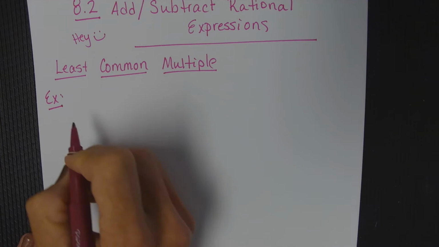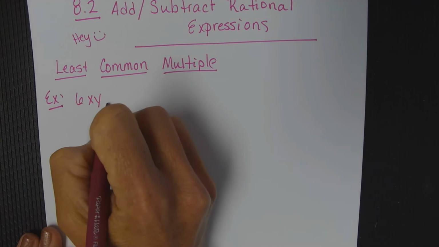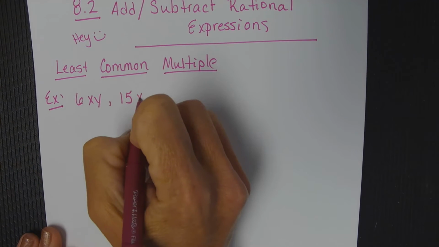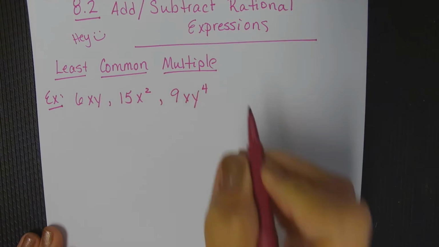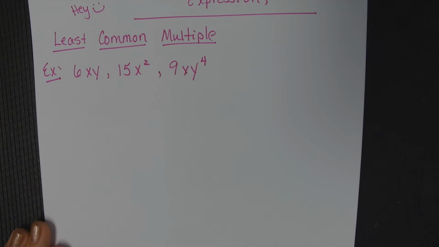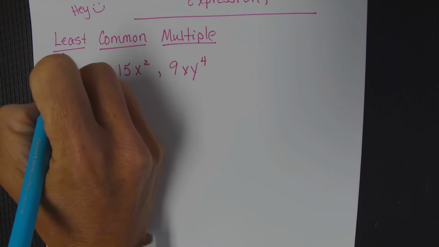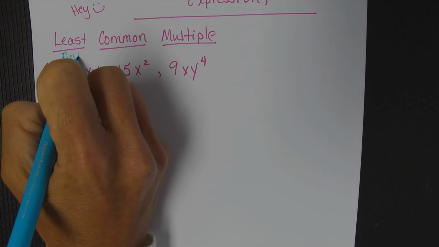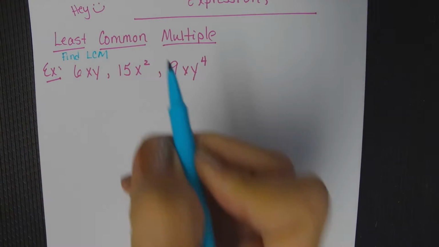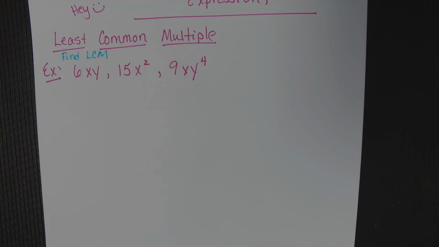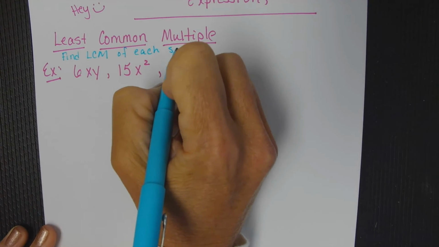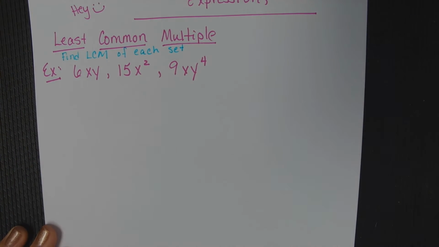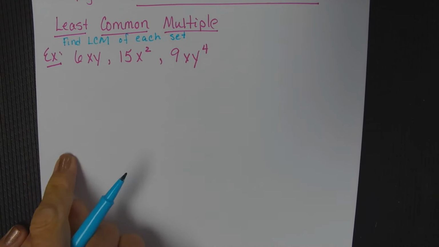We have the following: 6xy, 15x squared, and 9xy to the fourth. All right. The directions are: find the LCM, least common multiple, of each set. So what I'm going to do is write each one over here.